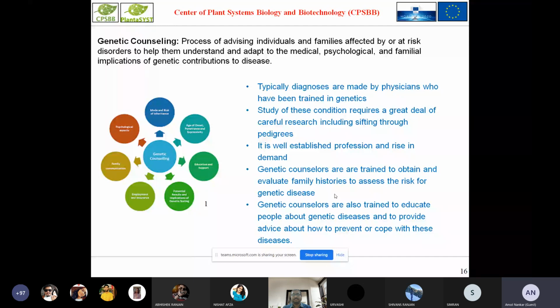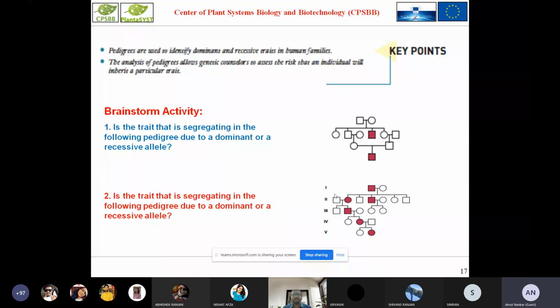This field is gaining a lot of traction lately, and there is a lot of demand in this field. So I just thought it might help to correlate how real principles from genetics are used in real life. After that, I would like to summarize that pedigree analysis is really useful to identify whether dominant and recessive traits are inherited in human families and how they are inherited.